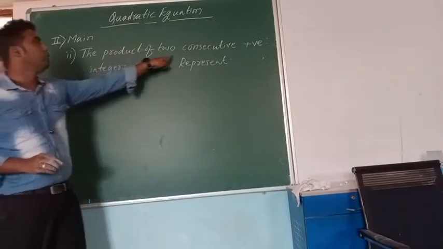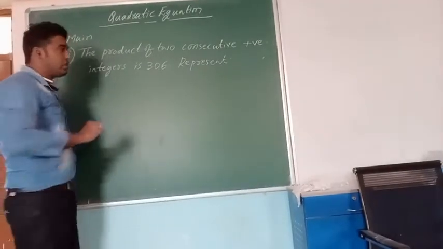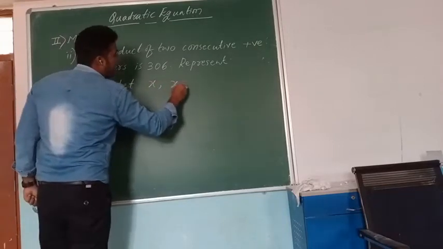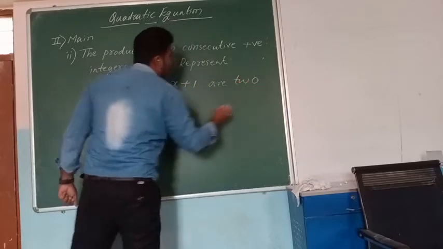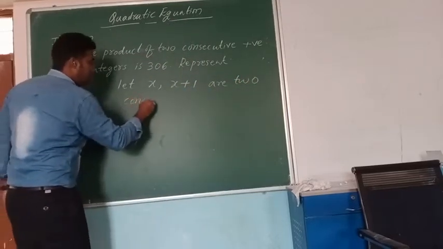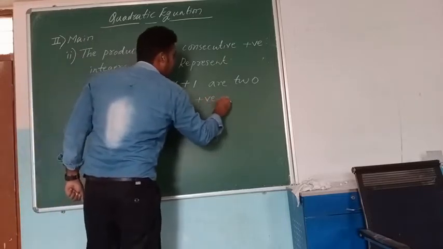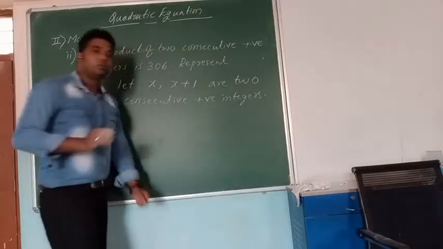The product of two consecutive positive integers. So what are the two consecutive positive integers? We should take these two. Let x comma x plus 1 be two consecutive positive integers. See here, observe how I say that.